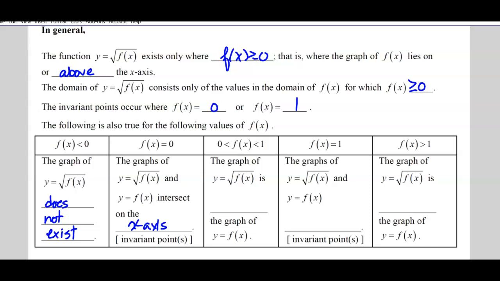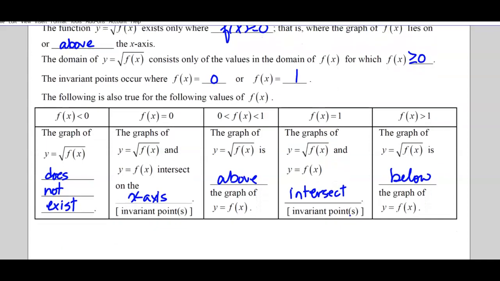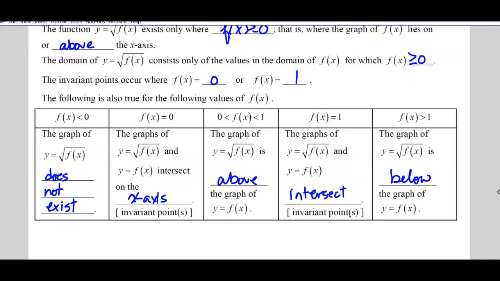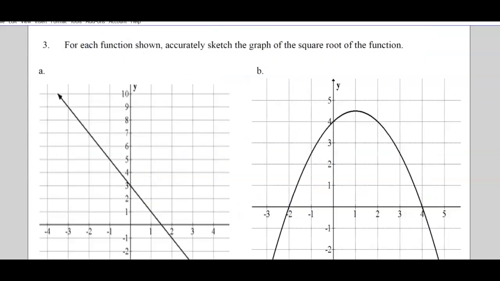Now, if that f of x value, so your y value is between 0 and 1, remember, when you take the root of it, the graph that you plot is going to be above the original graph. If the radicand is equal to 1, then the graphs of these will intersect, and give you invariant points as well. And then if f of x is greater than 1, that means this value will be bigger than 1, and remember, that means your square root function will be below the original. Okay, so that's kind of a summary chart. So let's practice. I'm just going to minimize this a little bit.